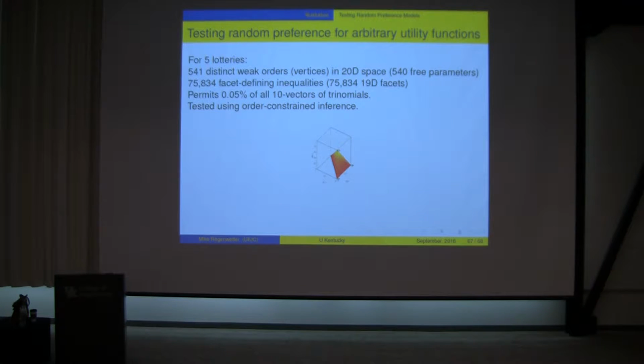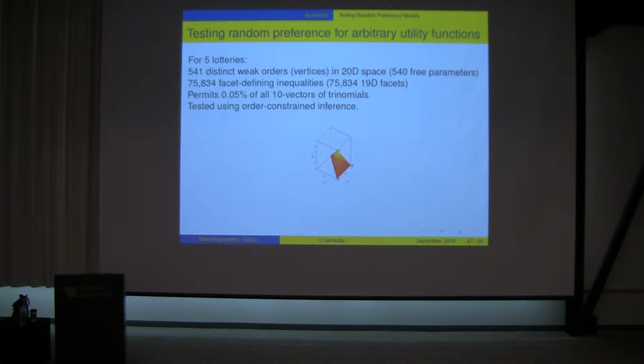So I can't show you pictures of this, but for 5 lotteries, there are 541 distinct weak orders. We now have a polytope in 20-dimensional space. So it has 541 vertices. I had shown you earlier 6 vertices for linear order. So here we now have 541 vertices.